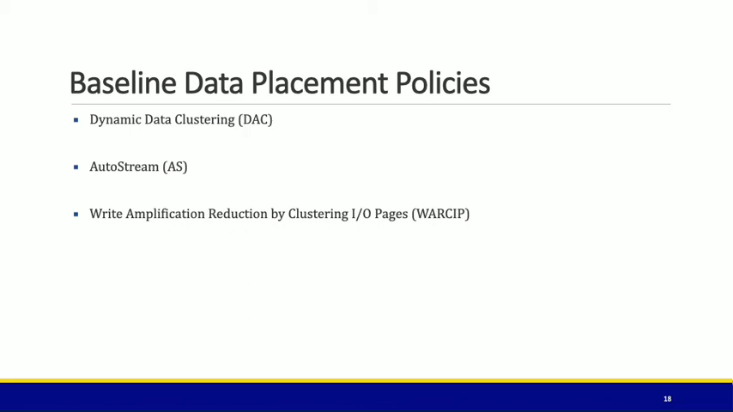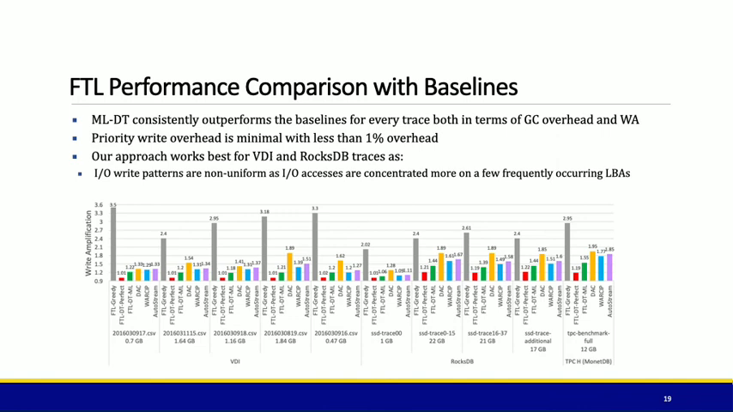Warship writes pages into blocks based on block update interval, that is the elapsed time since the last write to the same LBA, in order to reduce the variance of update intervals within a block. For all experiments, we used an over-provisioning ratio of 0.2, and 0.1 was the GC threshold, 0.1% of the number of blocks. So our approach reduces the number of GC writes due to effective placement, and priority write overhead is minimal, which causes less than 1% overhead.